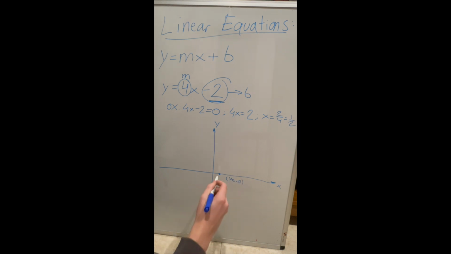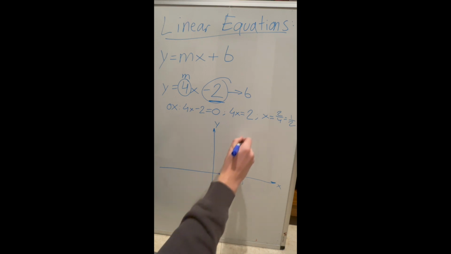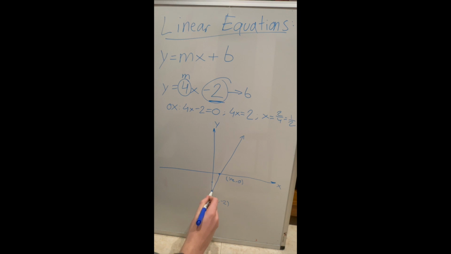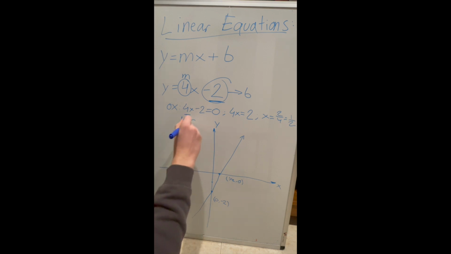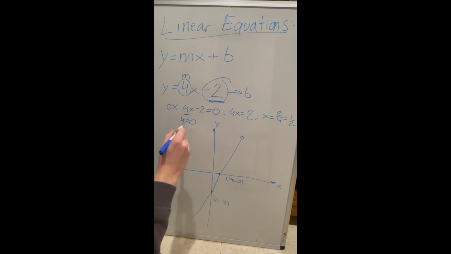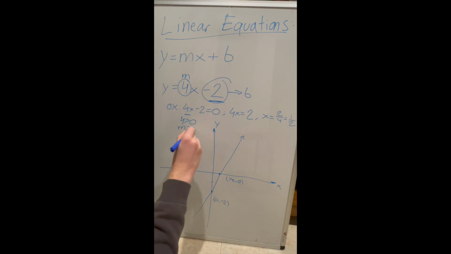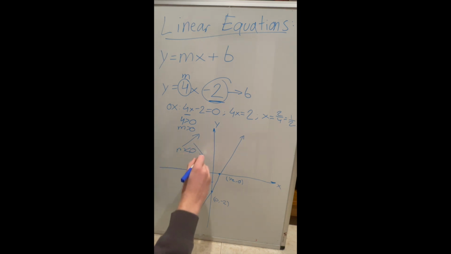And now we can just draw our line, which is increasing, of course, as our slope is 4. And 4 is greater than 0. When our m is greater than 0, the line is increasing. And when m is less than 0, the line is decreasing, as stated in the previous video.